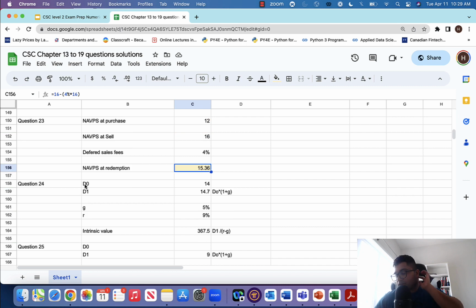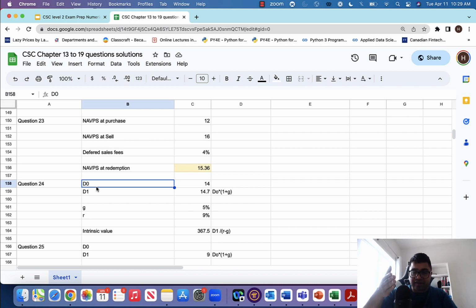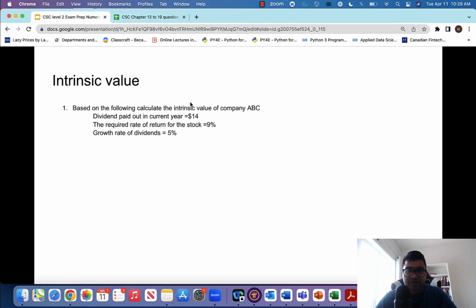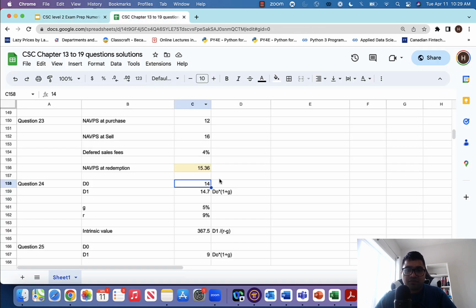First of all, you have to identify whether D0 is given, that is the current dividend, or the expected dividend is given. In this case, the current dividend is given. The current dividend is $14. In the formula, we cannot use D0. We have to use D1. The intrinsic value of a stock is based on all future dividends, not the current dividend. So we have to make an adjustment. We have to calculate D1.